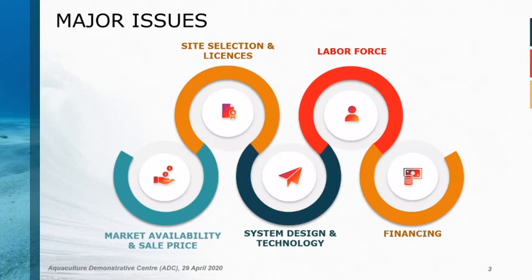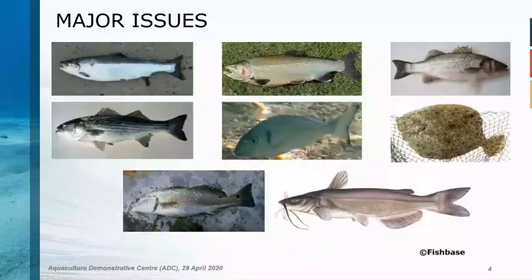look into when we are going for a new business, and those can be categorized easily into 5 major topics. The first one is market availability and sale price, the second is site selection and licenses, and the third is system design and technology, labor force, and financing. Before all this, we have another major issue, which is that we have to make a choice of which species we are going to grow in RAS.